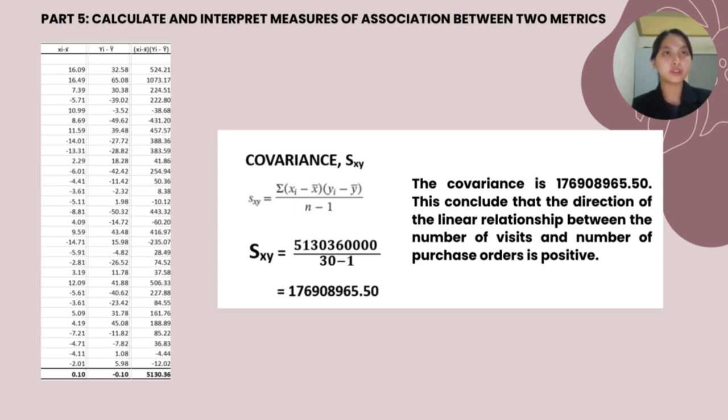So we will get 5130360000 divided by 30 minus 1. So the answer will be 176908965.50. So the covariance is 176908965.50, which concludes that the direction of the linear relationship between the number of visits and the number of purchase orders is positive.